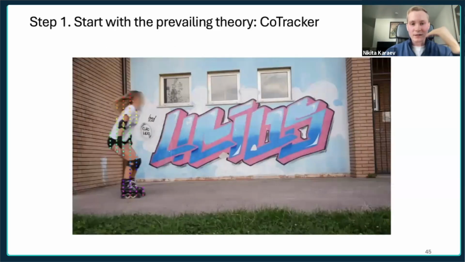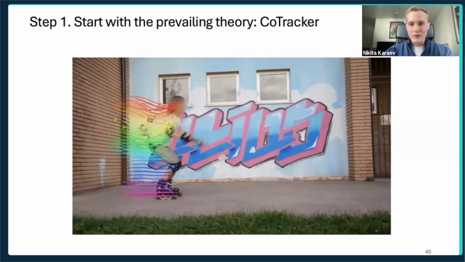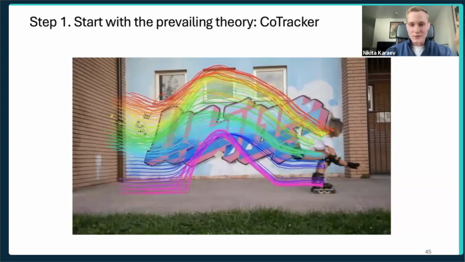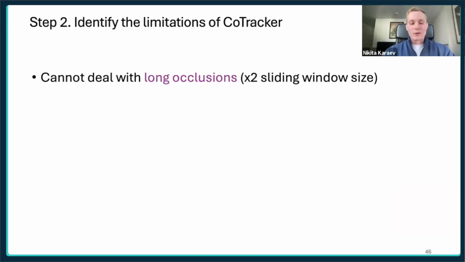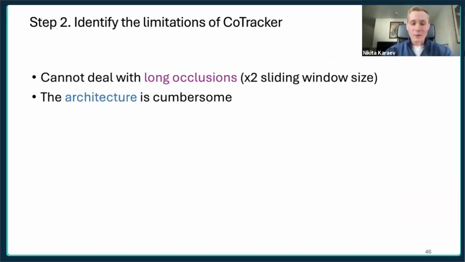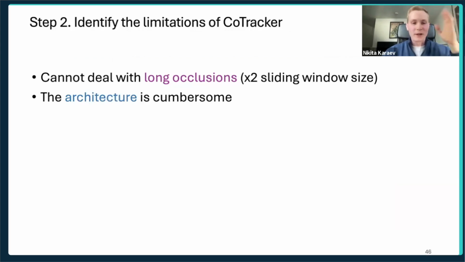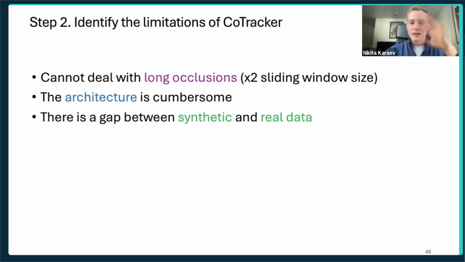Okay, let's try to apply the scientific method to CoTracker. We will start with the prevailing theory, CoTracker, our current solution. Then we will try to identify the limitations of CoTracker. One of them is that it still cannot really deal with super long occlusions, like 2 lengths of the sliding window or more. Another one is that the architecture is still quite cumbersome. There are too many components, and we want to get rid of some of them. Then there is still a gap between synthetic and real data that we would like to address because the model is trained entirely on a synthetic data set.